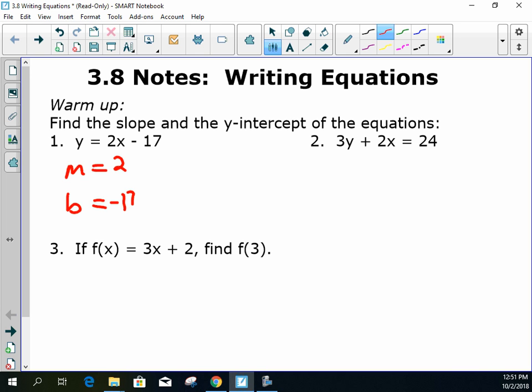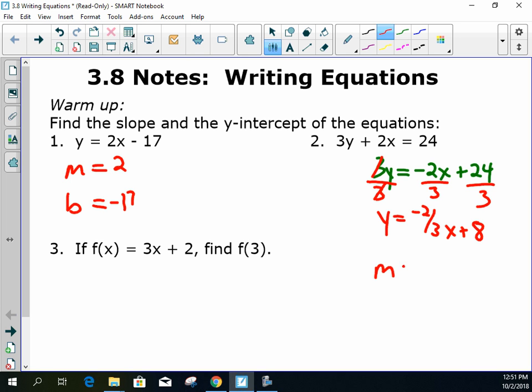Over here, I don't have the y isolated, so I have to move the 2x. So I make it negative 2x on the other side. Then I divide everything by 3. Y equals negative 2 over 3x plus, how many times 3 go to 24? So my slope is negative 2 over 3. My y-intercept is 8.